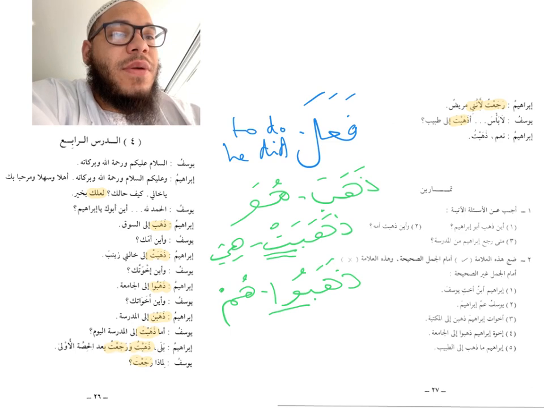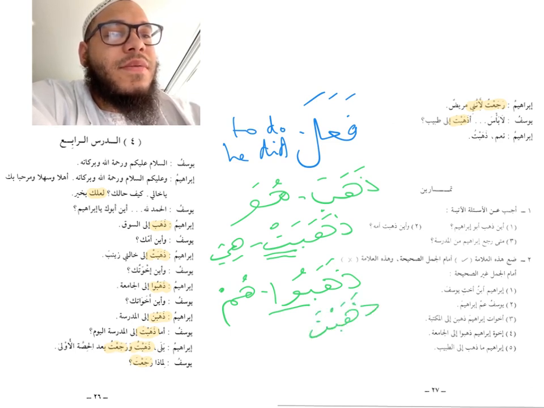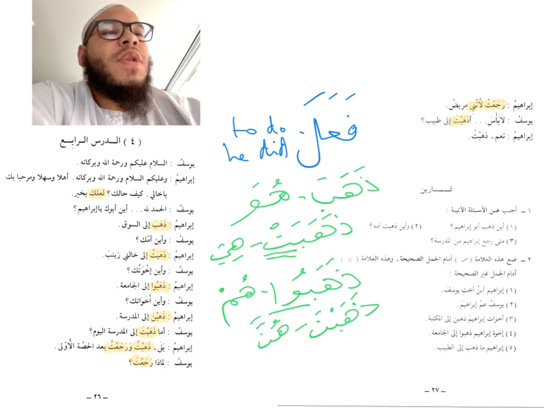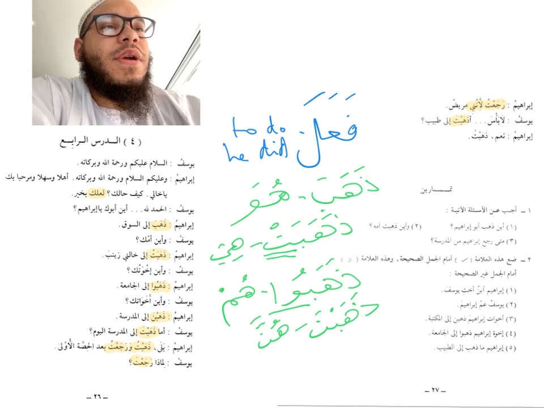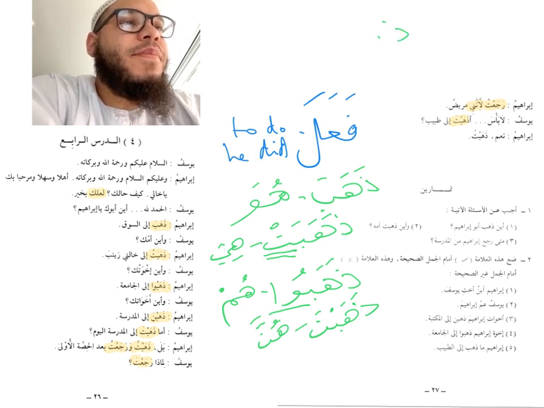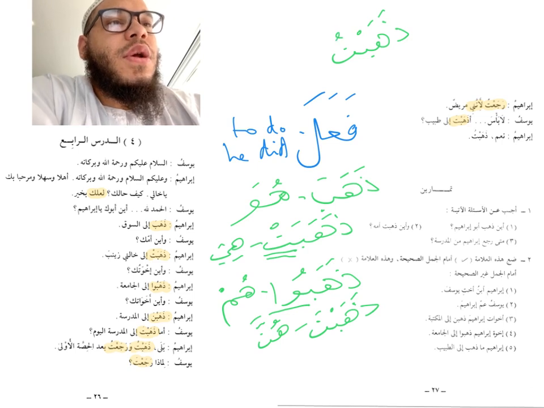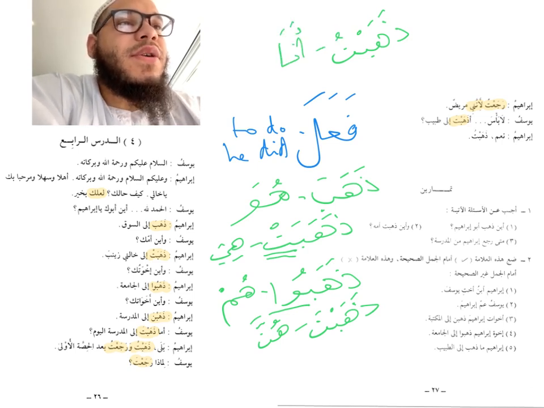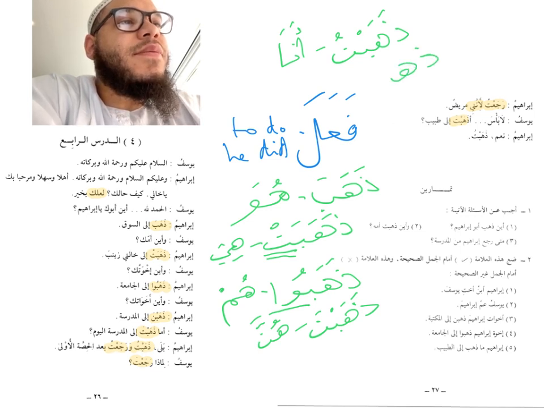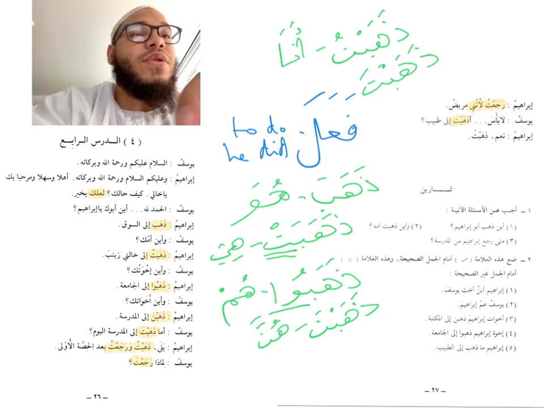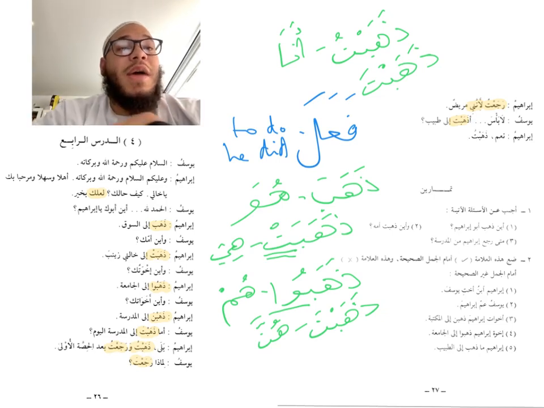Then we have, for example, ذهبنا, and that's for hunna. Up here, I'll do the rest of them. We have ذهبت, which is for ana. I went. Okay. وذهبت is for you. So the pattern applies to all of them.